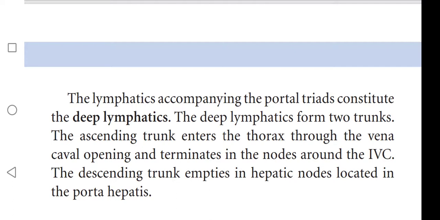The descending trunk of deep lymphatics empties in the hepatic nodes located in the porta hepatis. The ascending trunk drains into the nodes around the inferior vena cava, and the descending trunk of deep lymphatics empties in the hepatic nodes located in the porta hepatis.